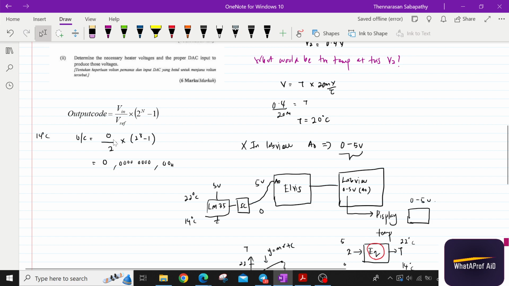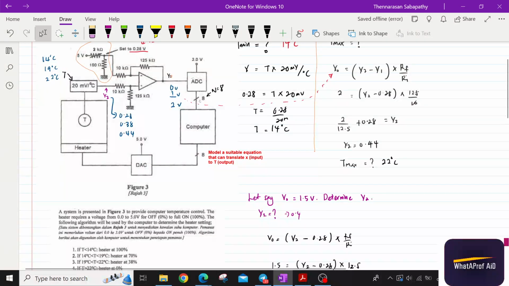What is the V in value for this one? 19, did we do for 19 or not? No. Did we do for 19? No, right? Haven't done for 19. So you have to do 19. Actually got quite some work to be done as for the 19.